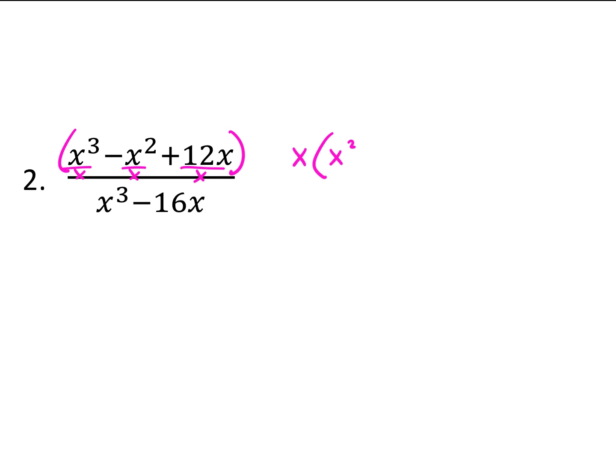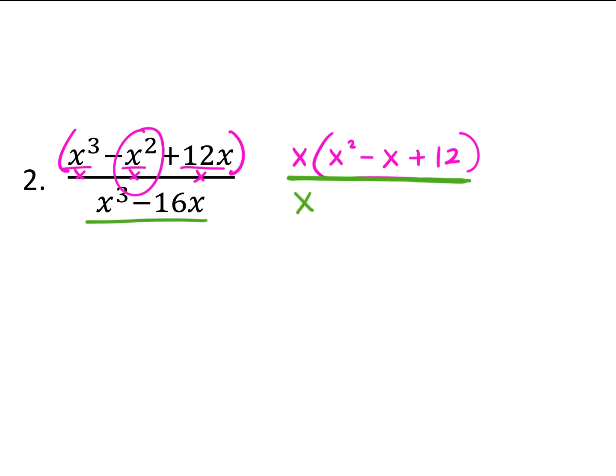So X squared minus what? What's X squared divided by X? X, right? It's just 1X now. Plus, what's 12X divided by X? 12. Now that should look like something you know how to factor, right? Okay, so that's your new numerator right now. Is there a GCF on the denominator? Yes. X, right? You can take an X out. What are you left with when you take an X out?